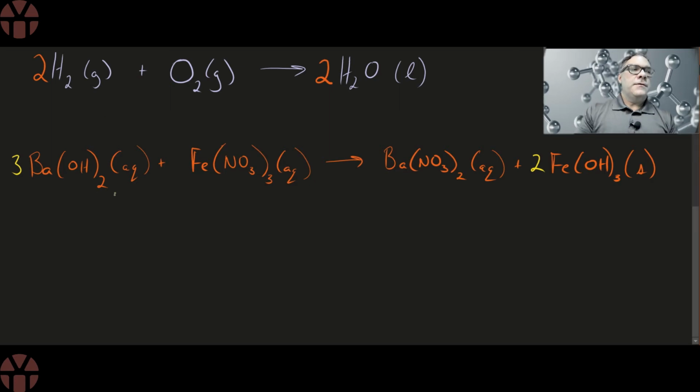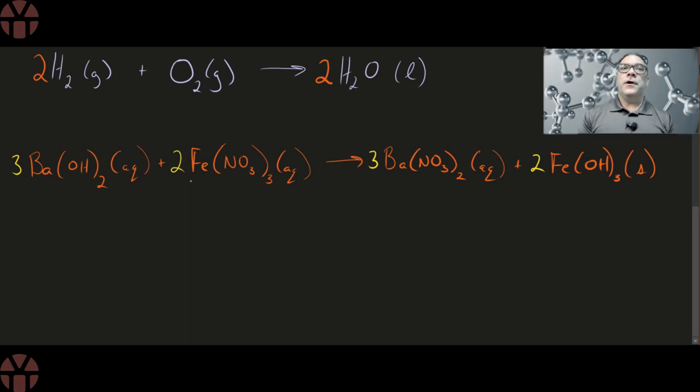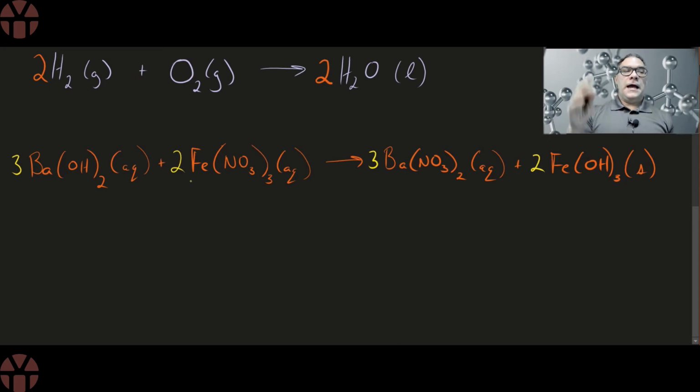But that's okay. This is a quick fix. I can put a 3 here. There's my 3 barium nitrates. I can put a 2 there. There are my 2 irons. So now, 3 bariums, 3 bariums. I have 2 irons, 2 irons. I have 6 hydroxides, I have 6 hydroxides.